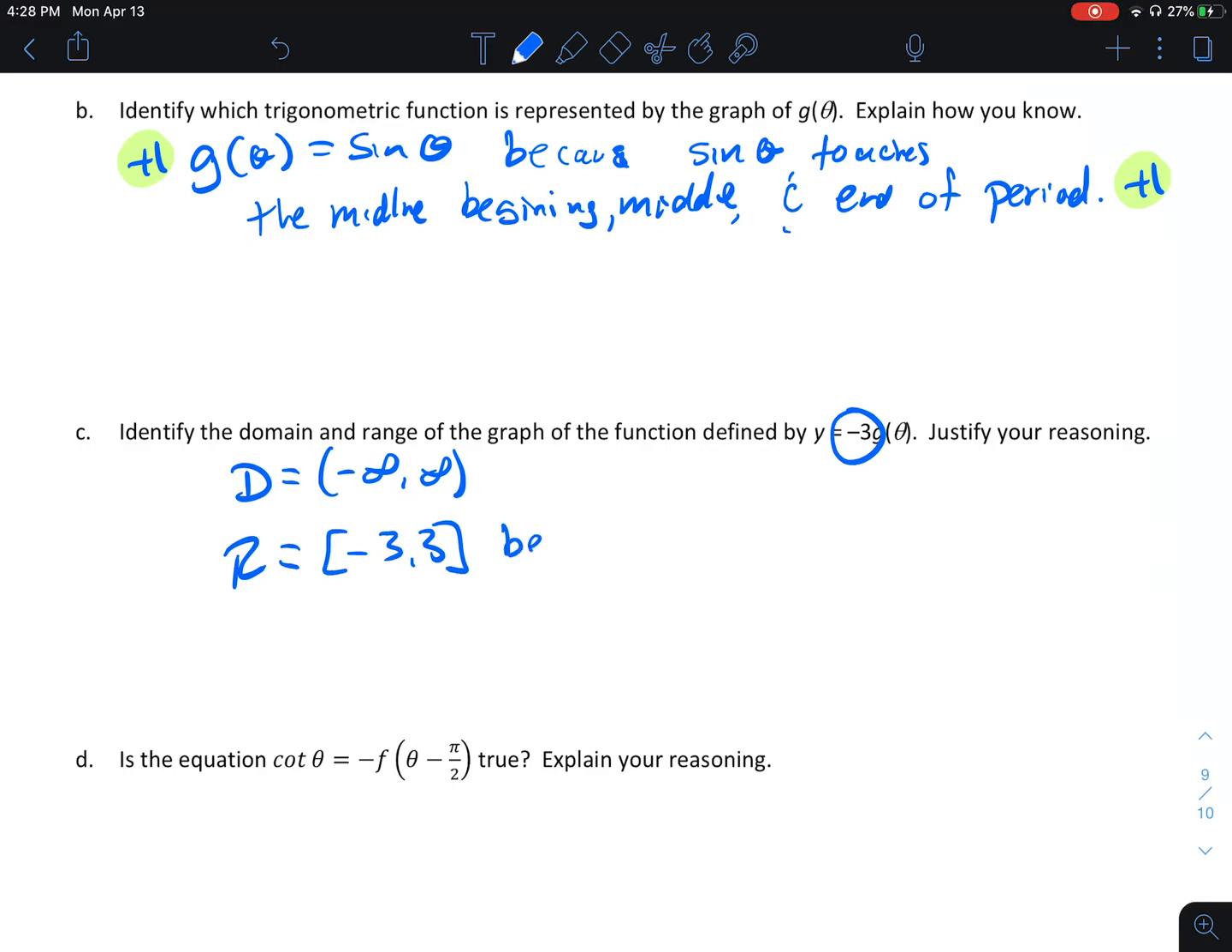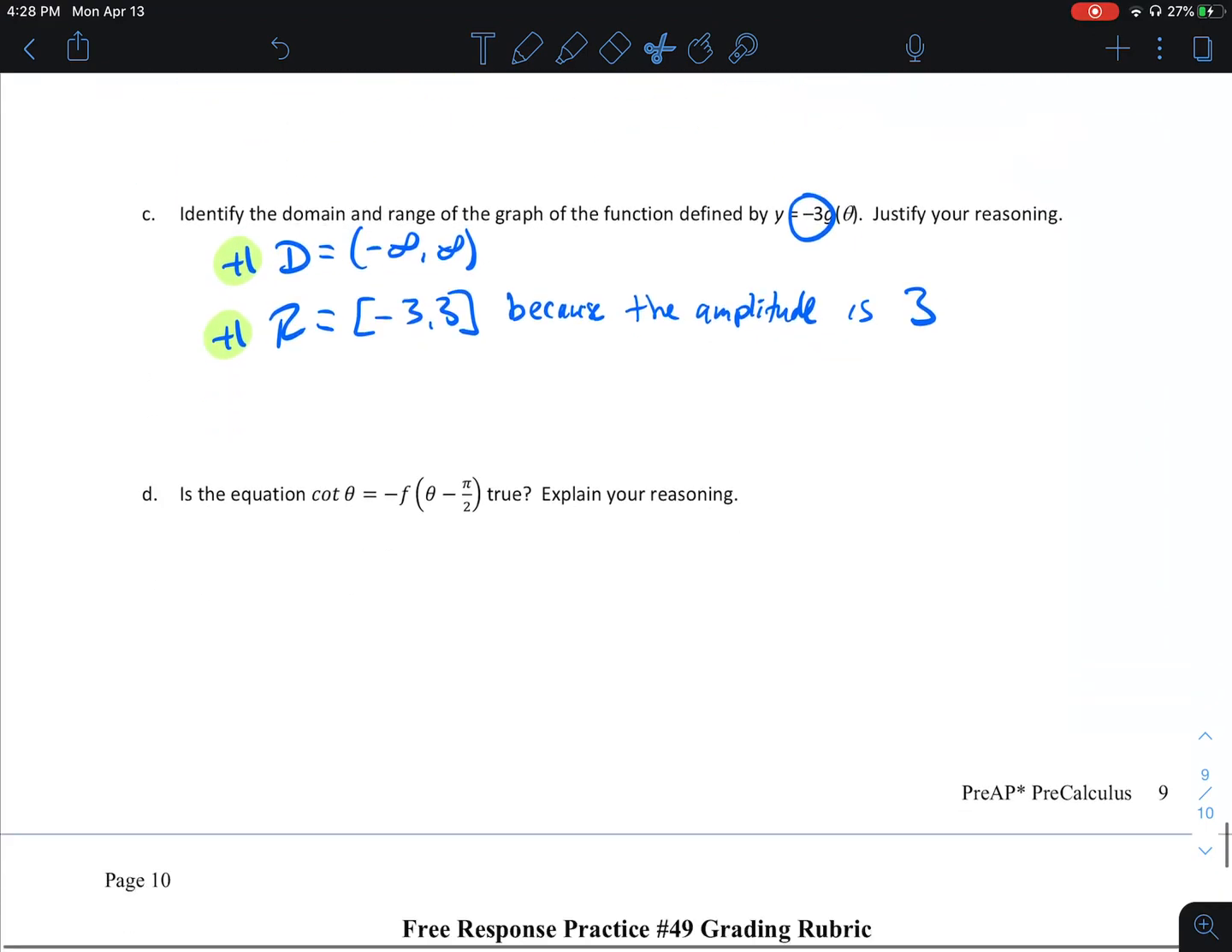So we will say this is because the amplitude is 3. That's good enough for me. So 1 point for the domain, 1 point for the range with explanation.